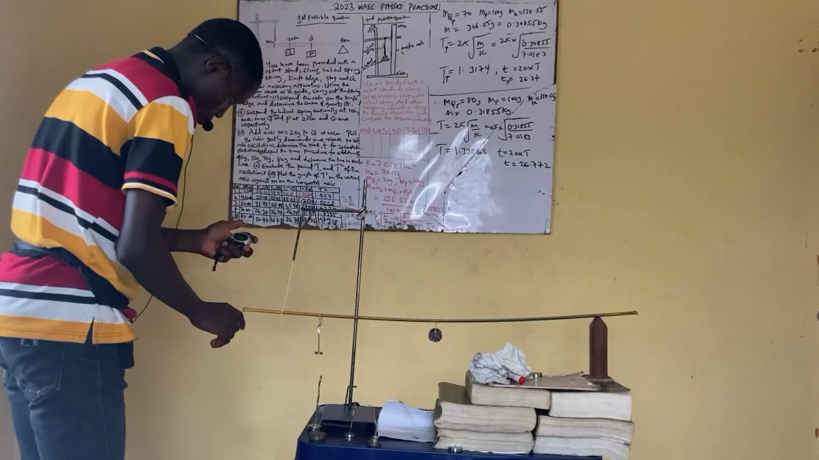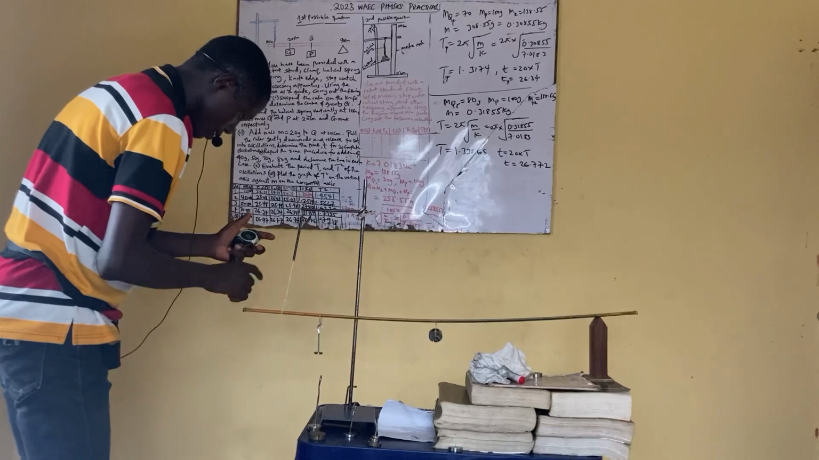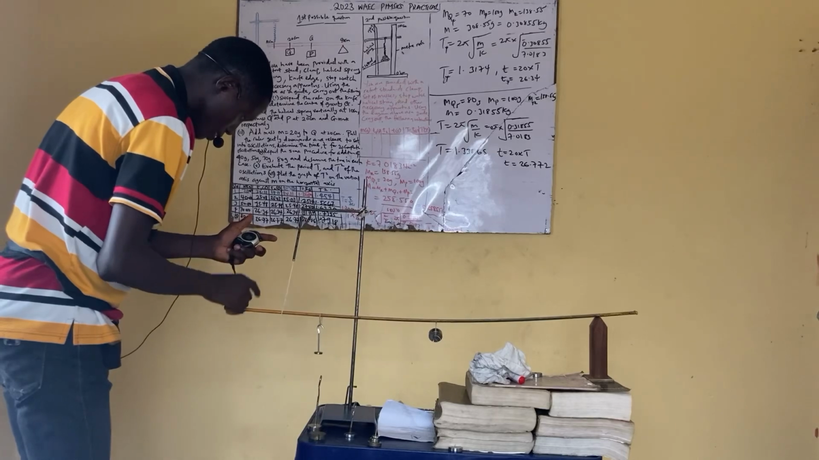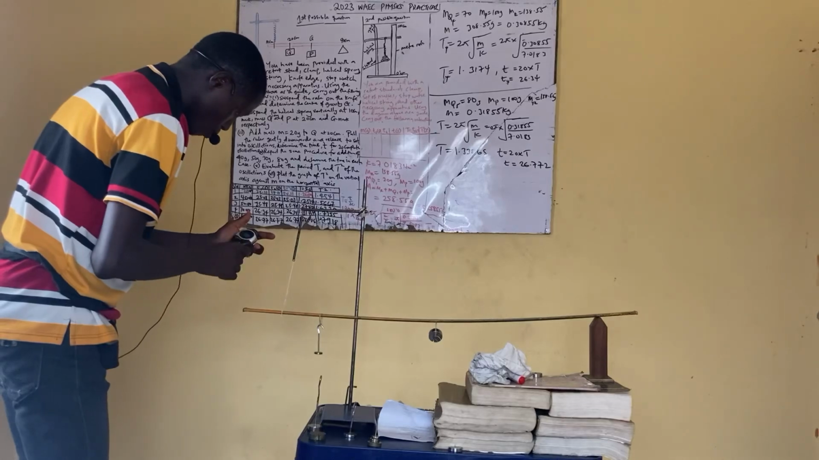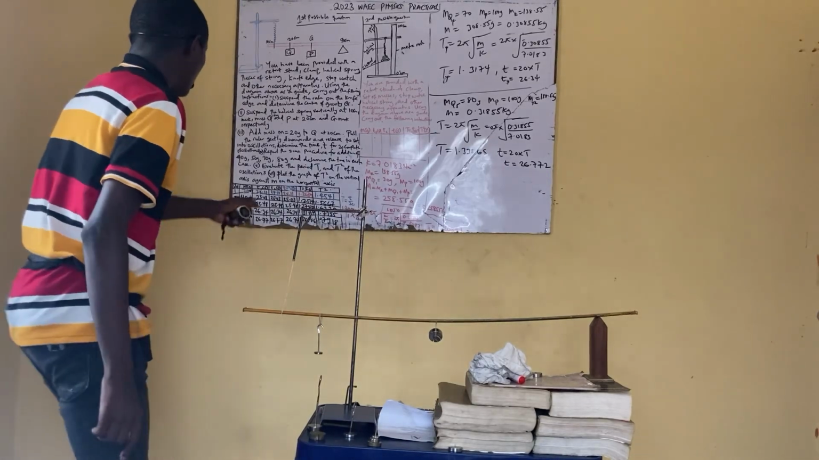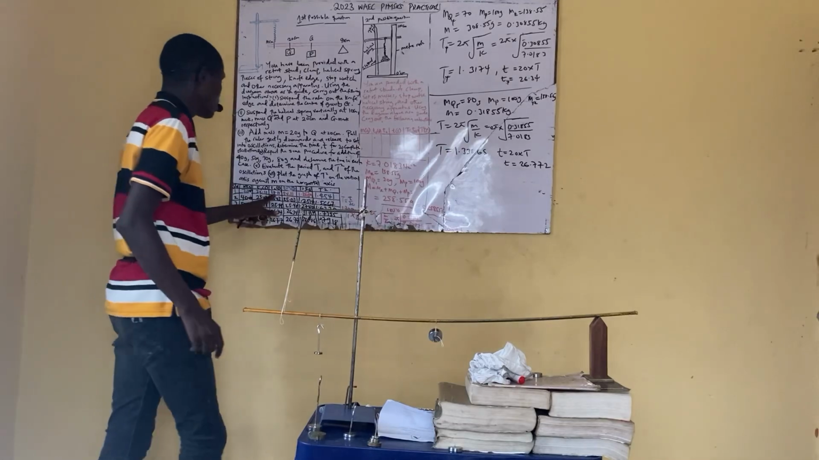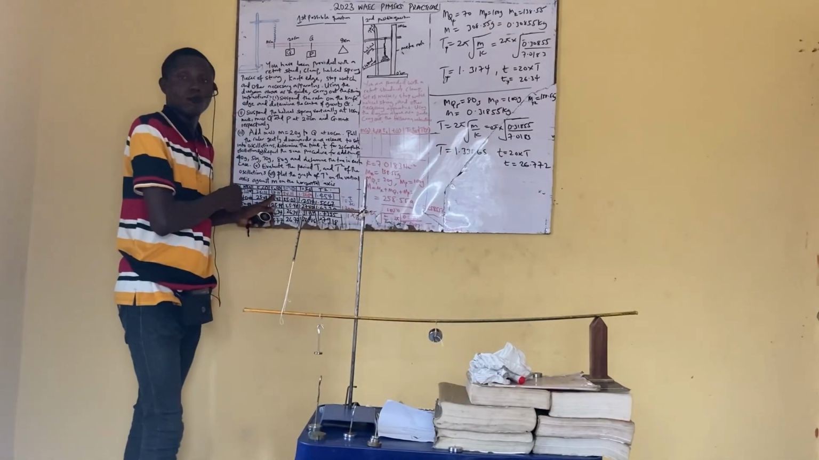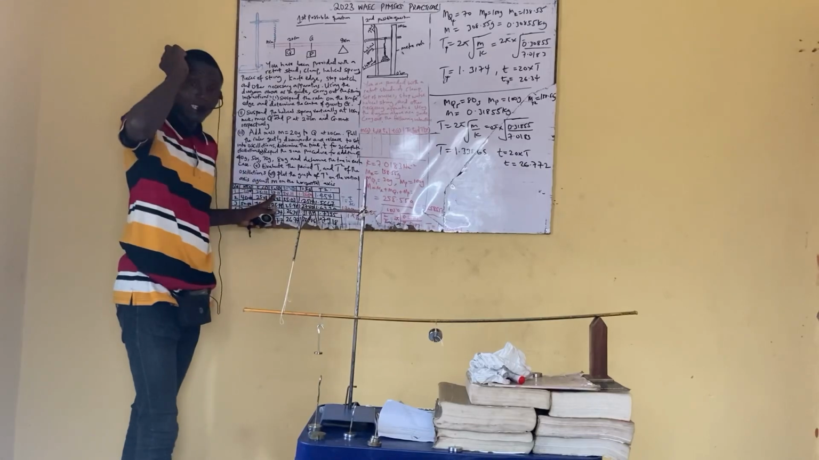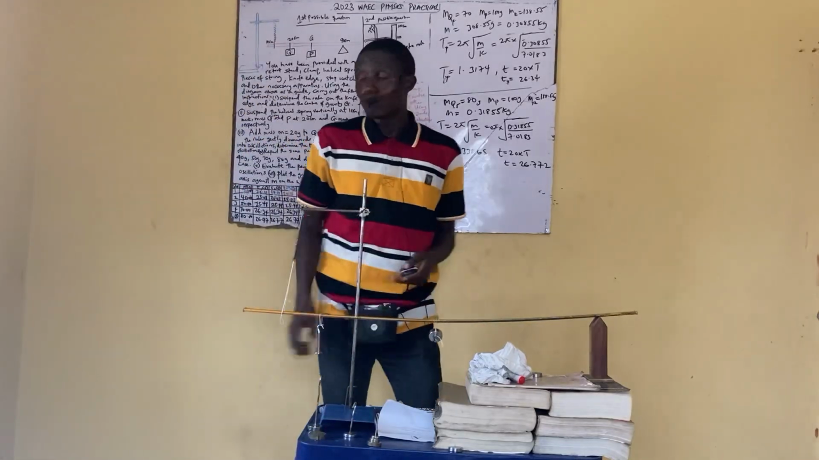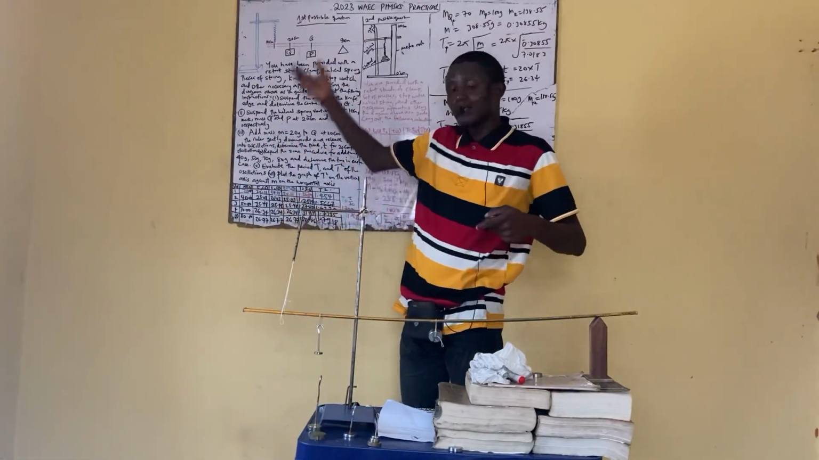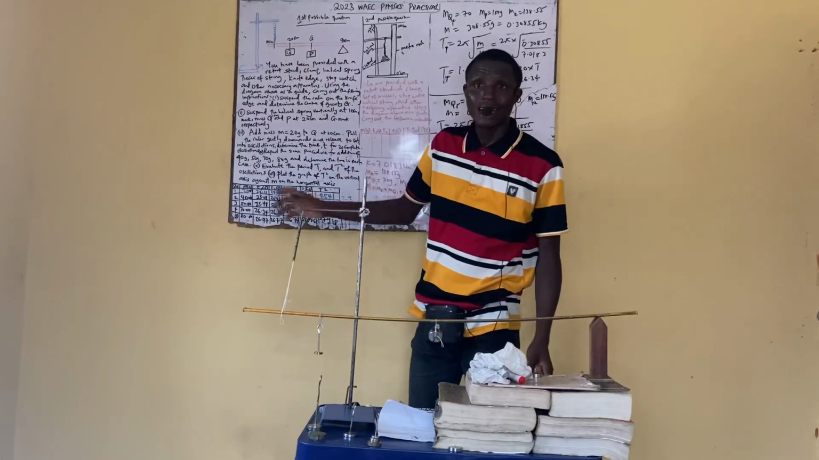1, 2, 3, 4, 5, 6, 7, 8, 9, 10, 11, 12, 13, 14, 15, 16, 17, 18, 19, 20. So this is 24.12, which is very close to 24.11. Do you get it now? This is 24.12, but it is very close to the 24.11 that we got during the manipulation. So that's how it works.